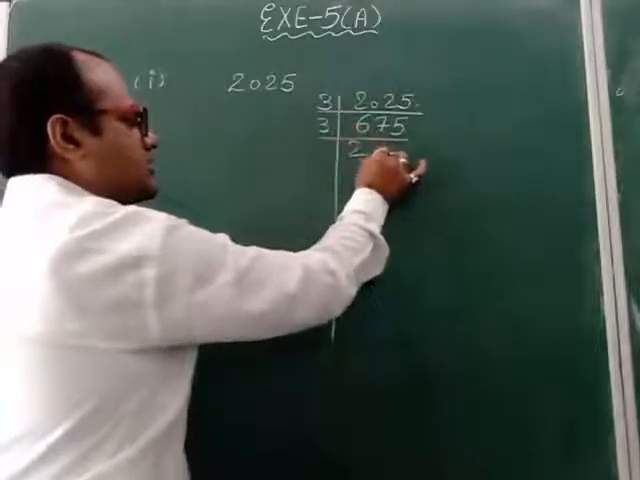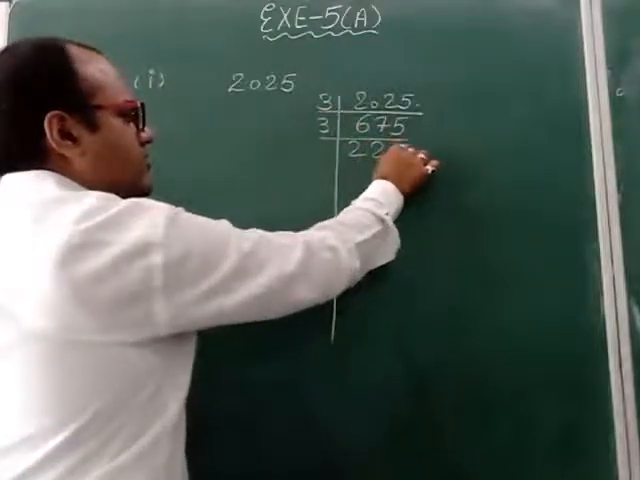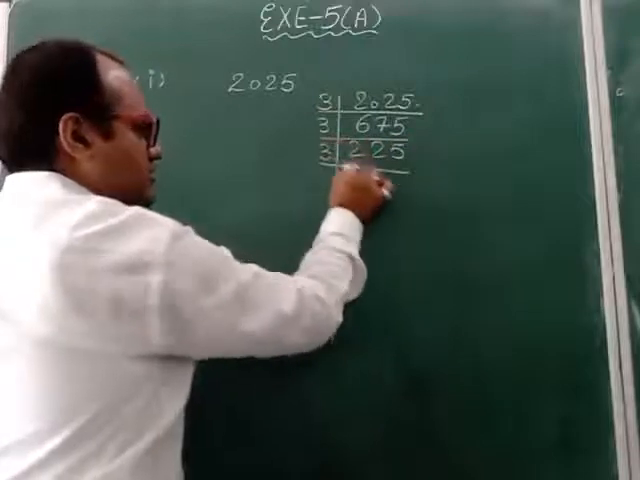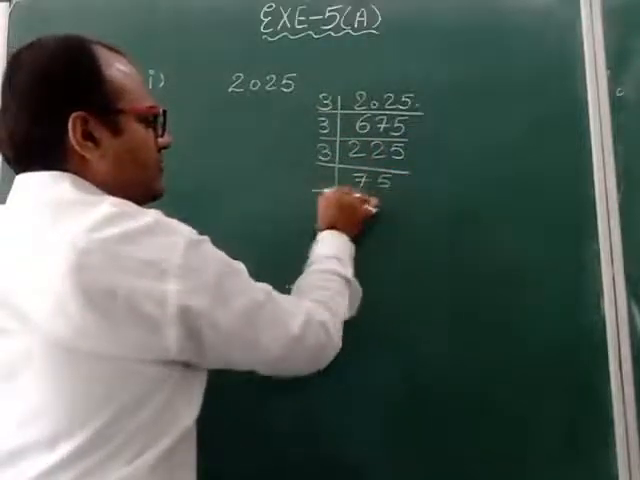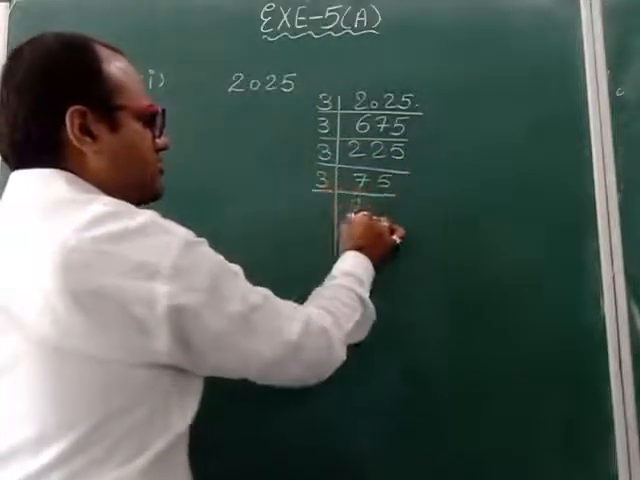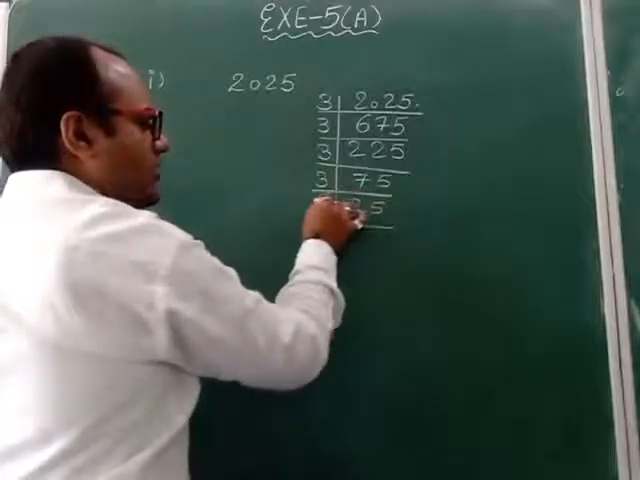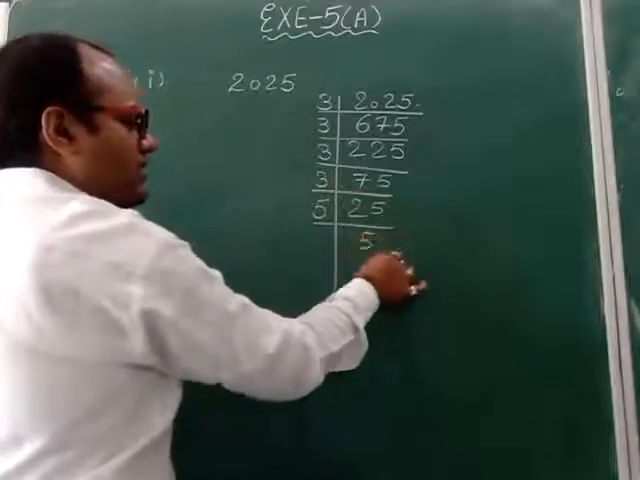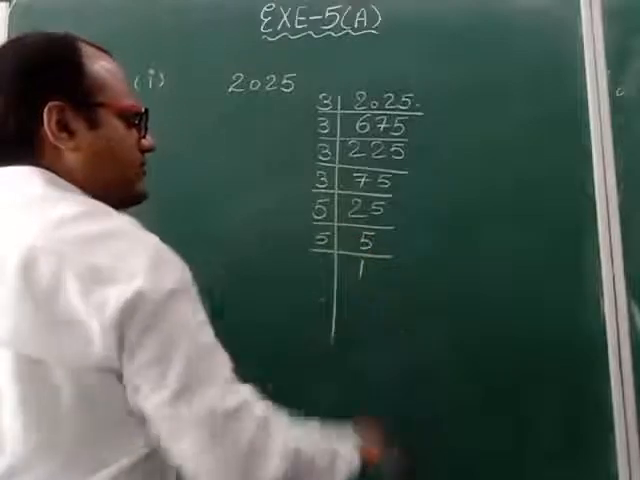3 2s are 6, 3 2s are 6, 3 5s are 15. Again 3 7s are 21, 3 5s are 15, 3 2s are 6, 3 5s are 15. Now with the table of 5 we will do, 5 5s are 25, 5 1 is 5.